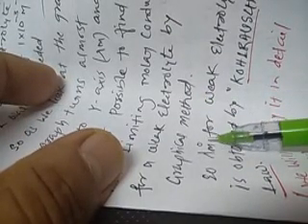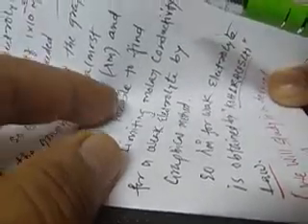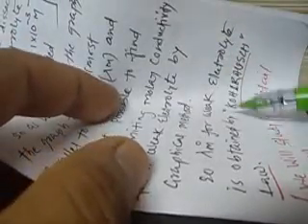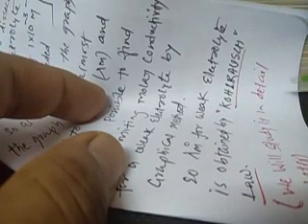So lambda m0, that is the limiting molar conductivity for weak electrolyte, is obtained by the Kohlrausch law. So we will study this Kohlrausch law in detail.